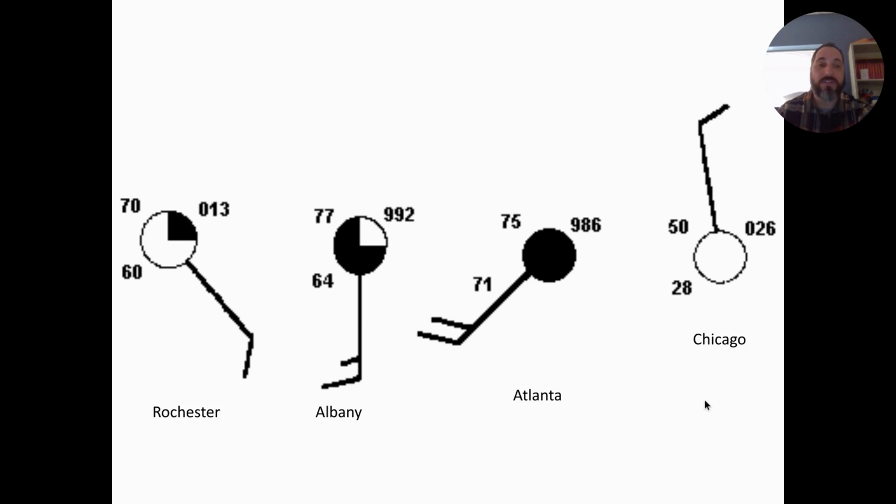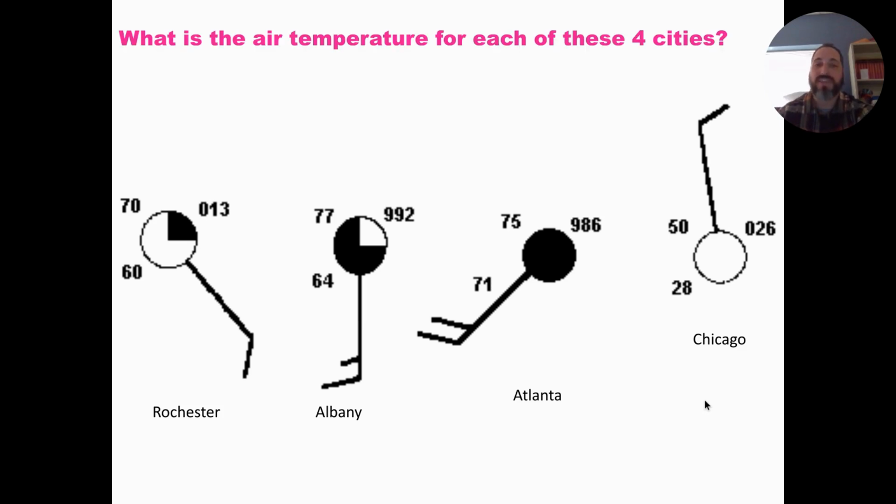All right, let's take a look at some of the other variables that we find on here. So what is the air temperature for each of those 4 cities? I'm going to be looking up at where the air temperature is supposed to be, up here in the top left-hand corner, and I've got 70 for Rochester, 70 degrees Fahrenheit. If I take a look at the one for Albany, it says 77 degrees Fahrenheit. Atlanta, 75 up in that top left-hand corner, it's going to be 75. And then finally Chicago, the coldest one on here, it's going to be 50 up in that top left-hand corner, and I've got 50 degrees Fahrenheit.